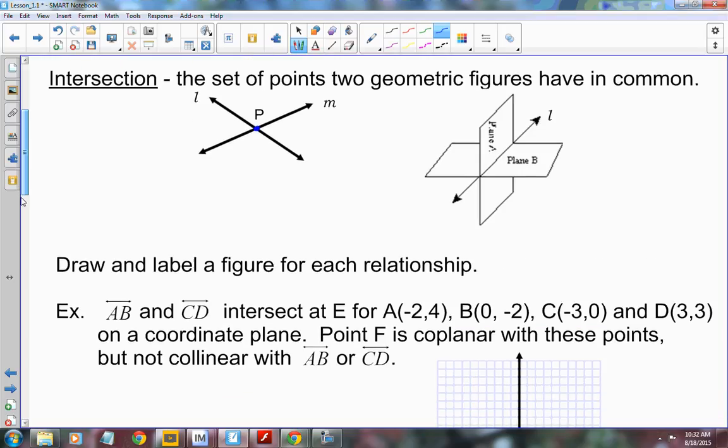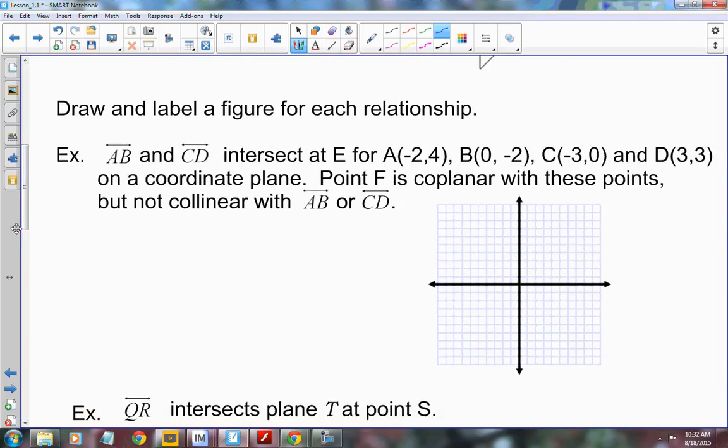All right, now in your homework, they're going to give you descriptions and they're going to ask you to draw. They can describe things in a whole lot of different ways. I'm going to show you as many as I can. And sometimes what they give you is kind of confusing, so you kind of have to break it up into pieces. So like here they say line AB and line CD intersect at point E. And then it gives you the coordinates for A, B, C, and D.